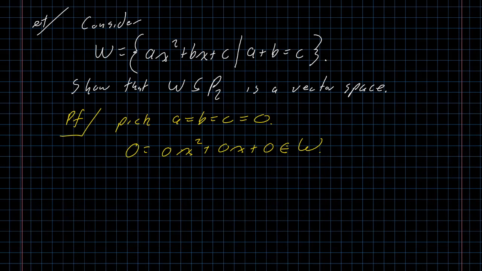Well, to show something is a subspace, the first thing you have to show is that it is not empty. We have to find a vector inside of this vector space. And as I mentioned, the 0 vector is often the easiest one to deal with. In this case, if we pick A, B, and C all equal to 0, well, 0 plus 0 is equal to 0, so it satisfies the definition of W. And we have an element of W.